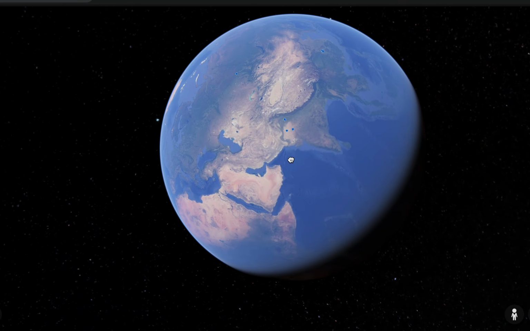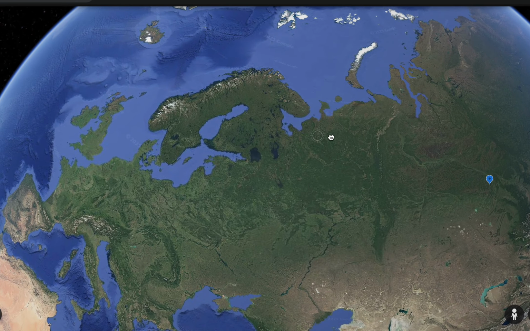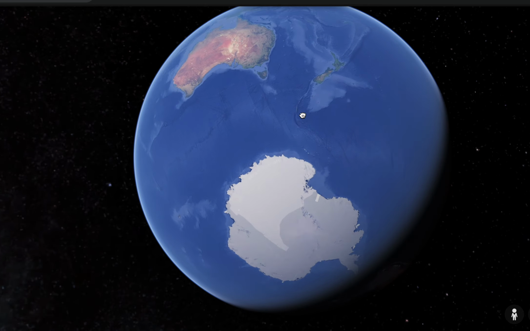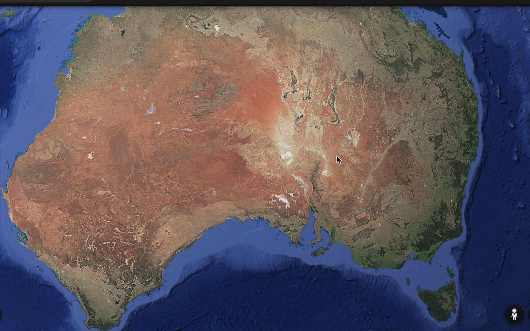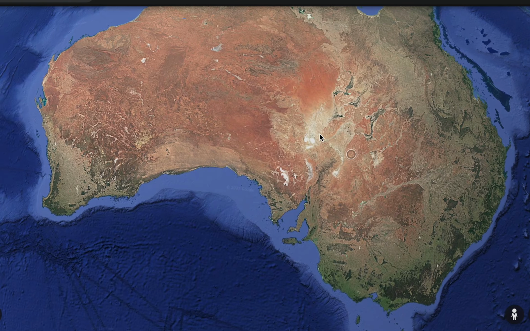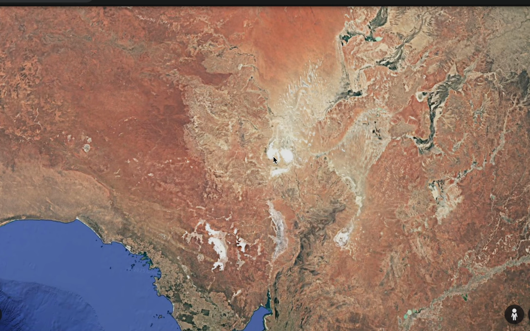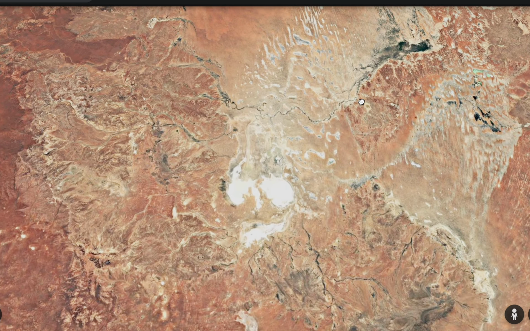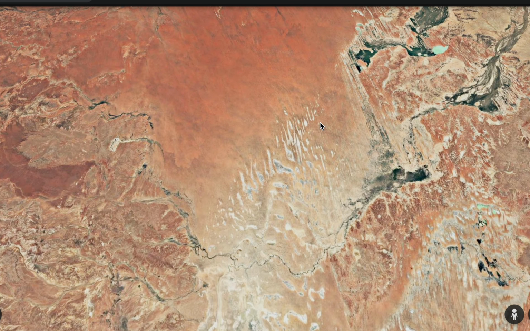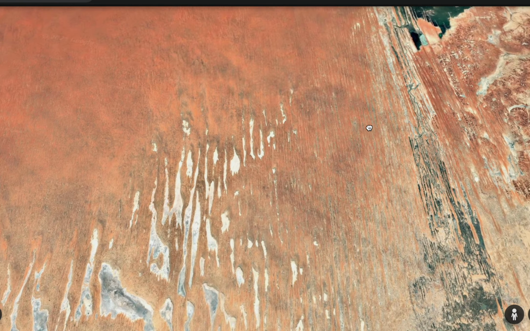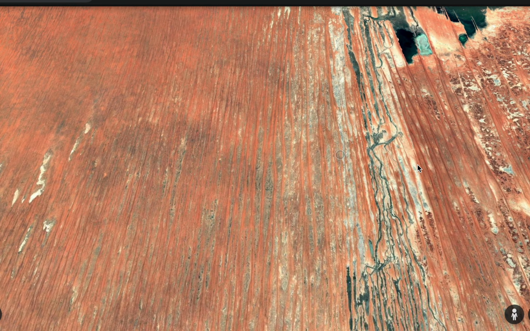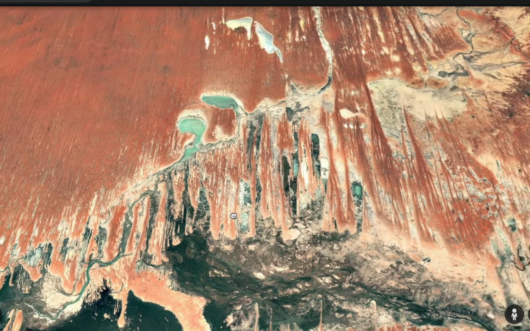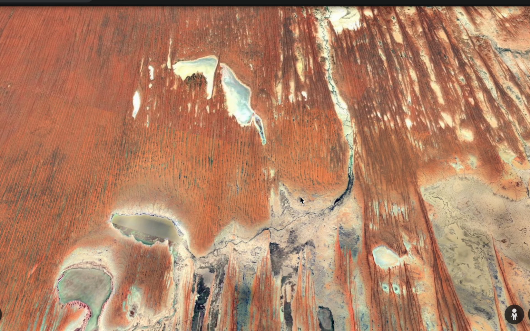I'll take you to a really good one. Actually, I'm going to go to Australia first. Okay, so this is how you find it in Australia. You look for the salt skull right here. Then you go up to the Mohawk and you find some insane drumlins. And this whole area is filled with salt pans. Ooh, look at that streamlined feature.